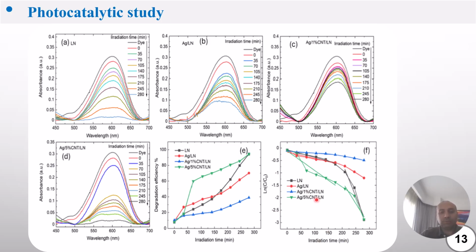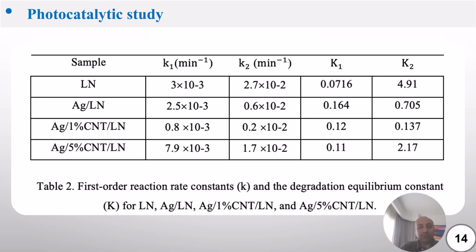Now, for the kinetic study, we plot Ln of the concentration C over C0 versus irradiation time to extract the first order rate constant. We present the different values in this table. For example, we take K1. If we compare Ag 5% CNT LN, it is about 7.9×10⁻³ and for LN about 3×10⁻³, so it is approximately 2.5 times that of LN. However, for the medium, it is low due to the size effect, the large size.